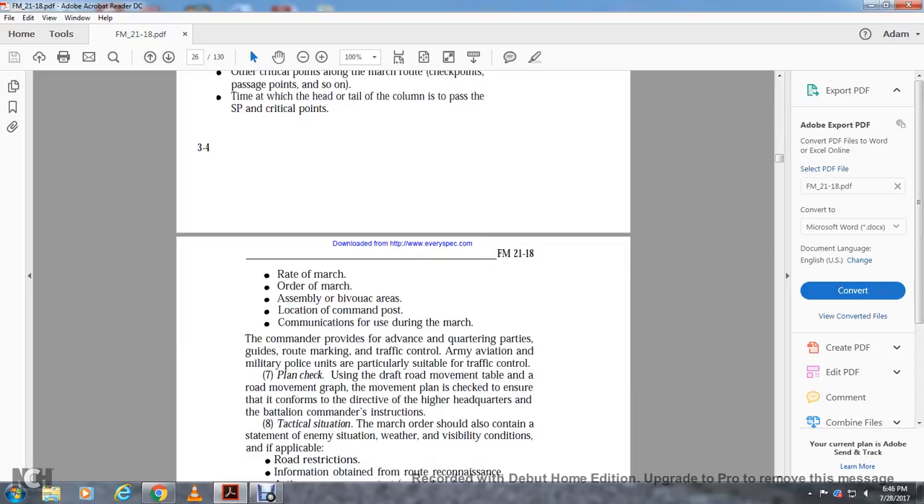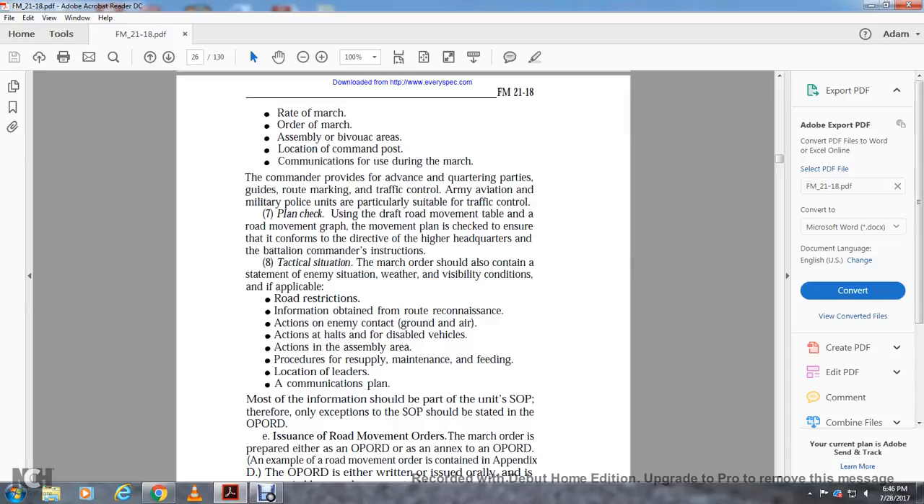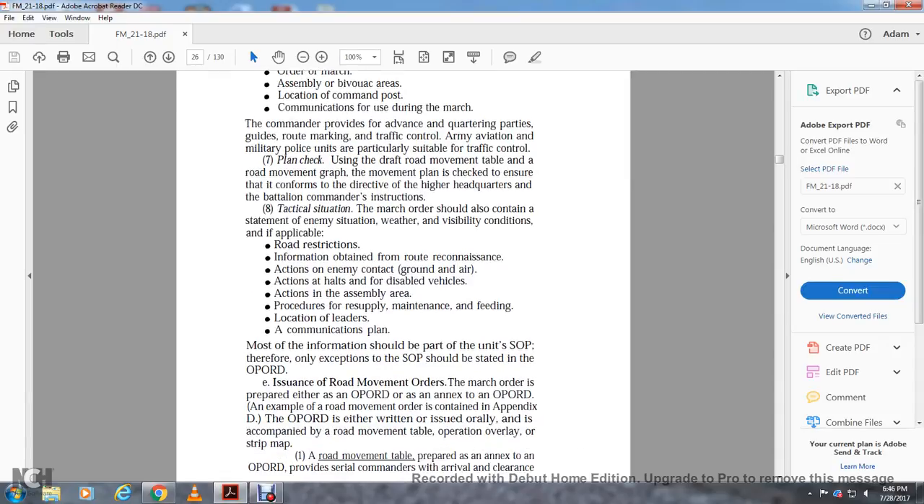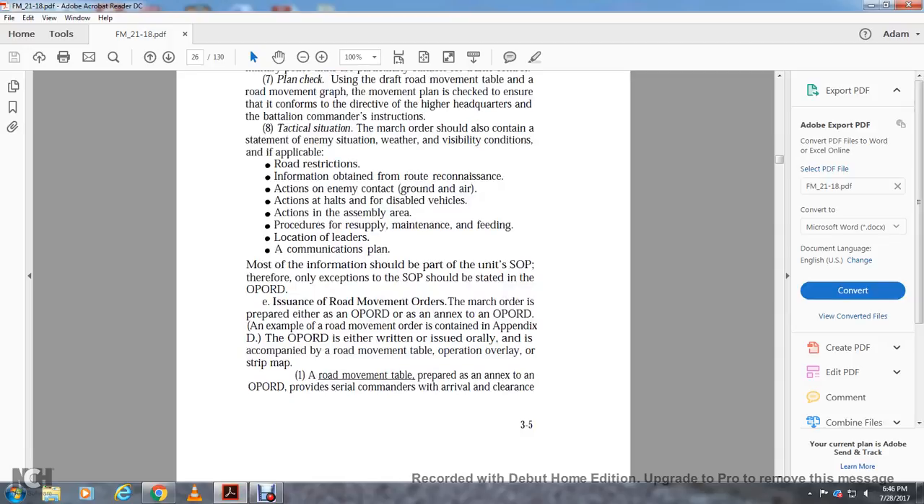The commander provides an advance quartering party with guides, with the routing, the marking, and traffic control. Army aviation and military police units are particularly suitable for traffic control. Seven: plan check. Using the drafted road movement table and the road movement graph, check to ensure conformity with the directive of the higher headquarters, the battalion commander's instructions, and the tactical situation. The march order should contain a statement of any situation where visibility conditions, if applicable, road restrictions, information pertaining to route reconnaissance, action on enemy contact, ground and air actions, action for disabled vehicles, assembly area procedures, resupply, maintenance and feeding locations, and leaders' and commanders' communication plans.